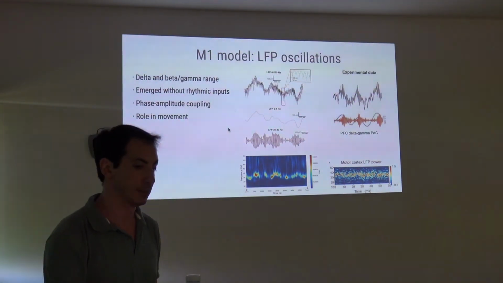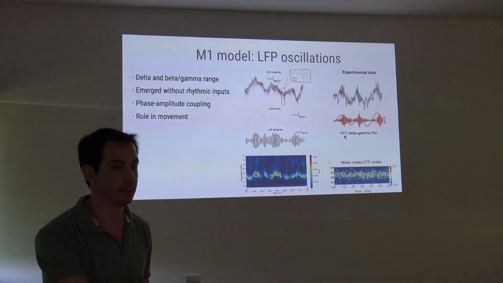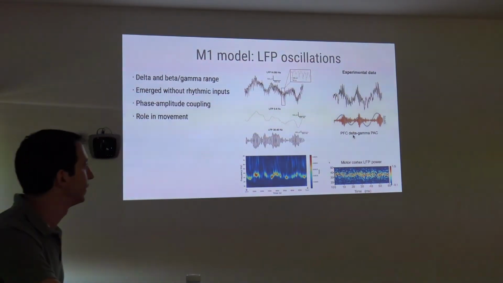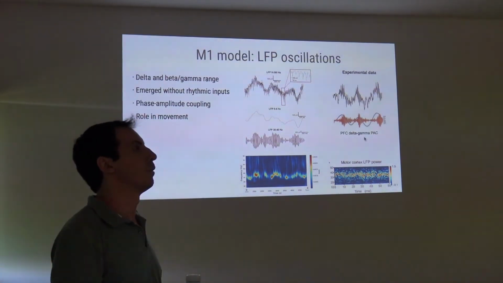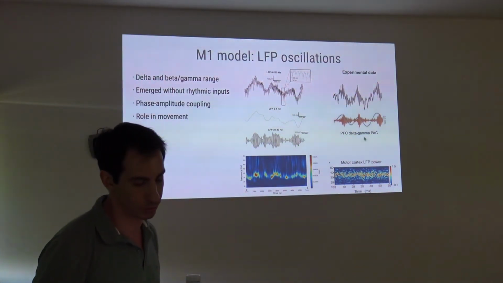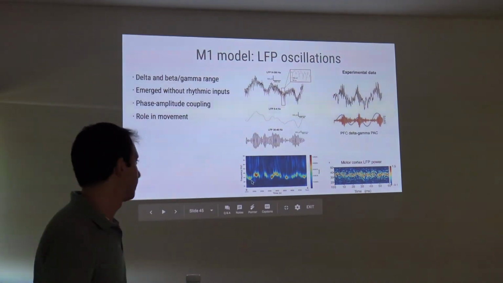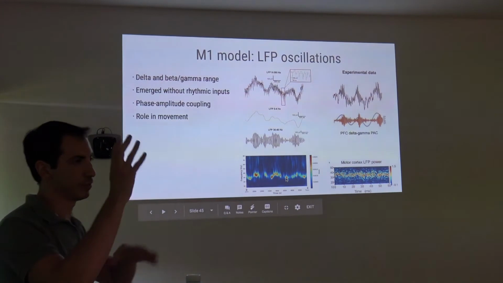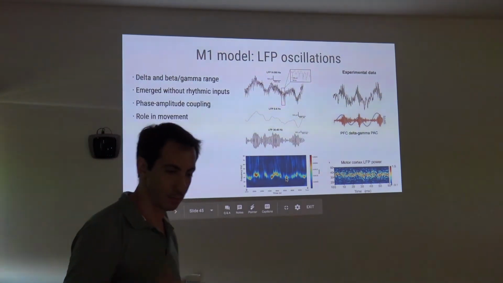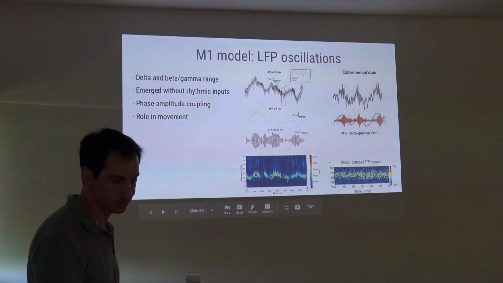And apparently this has also been shown experimentally. In prefrontal cortex, for example, there is delta-gamma coupling, and it has been linked to rolling movement in motor cortex as well. This is the spectrogram, where you also see that over time the frequency changes. So there's a bunch of interesting things that we can look at now in the model.